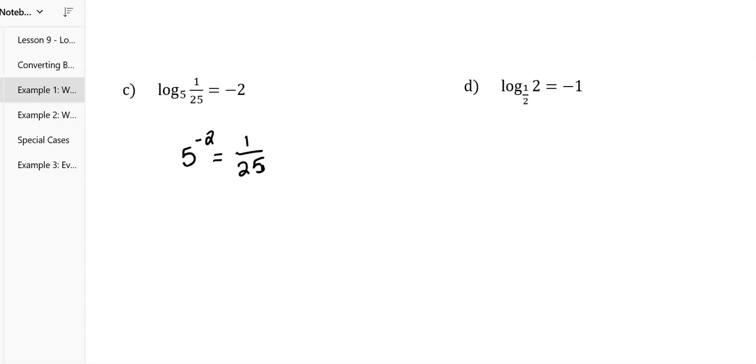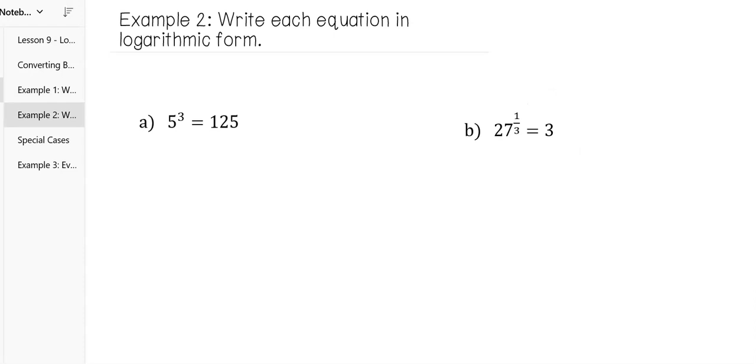So again, now on problem D, go ahead and pause the video and give this one a try, converting from logarithmic function to exponential function. All right, when we rewrite this one, it would be the base of my logarithmic function, so 1/2, raised to my y, so -1, equals my x value. Okay, let's move on to the next example.